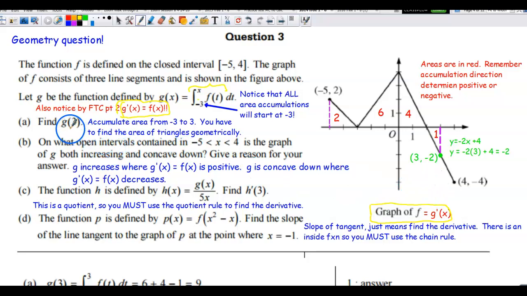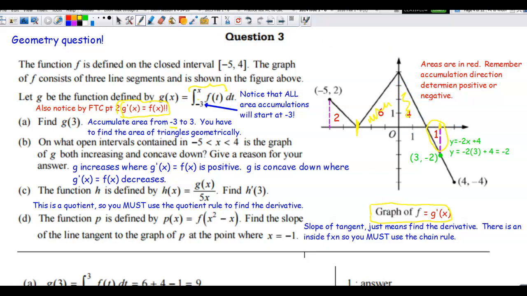So letter A, the first thing that they want us to do is find g of 3. So we're going to accumulate the area, again beginning at -3, stopping at 3, and you have to find the area of the triangles geometrically. So we're starting at -3, and we're stopping at 3, which is here. Now be very careful. The temptation is to stop at 4, because that's the natural stopping point of the graph. So I'm going to accumulate this area from in here, here, and here.